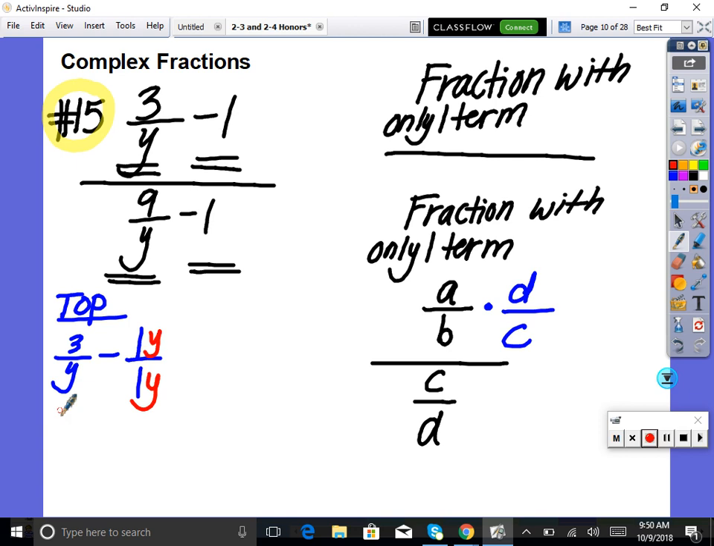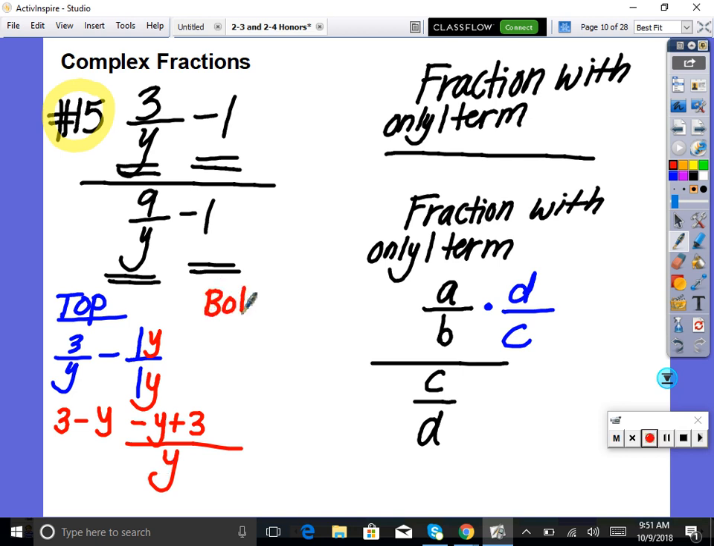Next step is to multiply out the numerator. So that'd be 3 minus 1 times y, which is y. So then that's the top, isn't it? But I would write it in standard form. So that's negative y plus 3 all over the common denominator of y. So there's our top. That's simplified. I'm not asking you to factor it quite yet. So now we'll do the bottom.